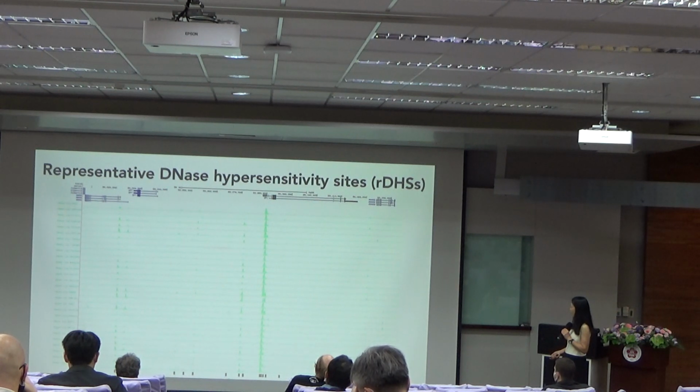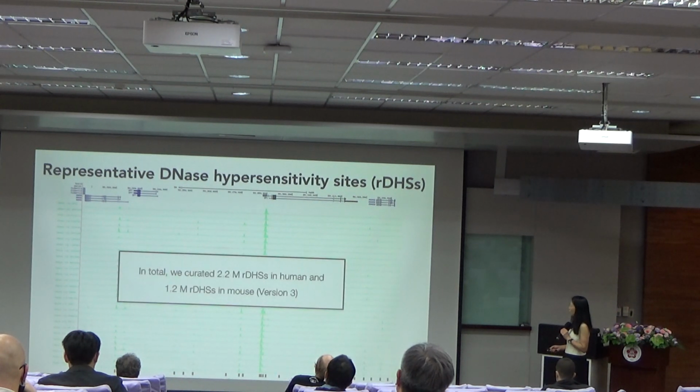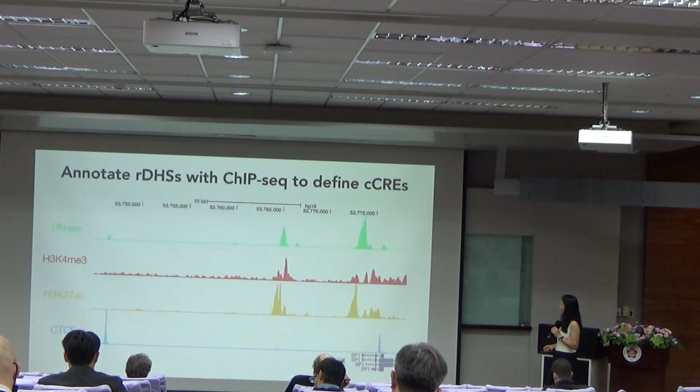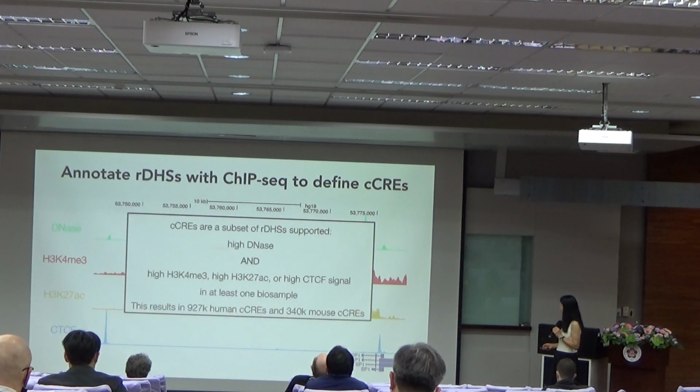So for ENCODE phase 3, we defined 2.2 million of these kinds of regions in human and 1.2 million in mouse. The reason we have more of them in humans is just because we have more experimental data in humans than in mouse. And we expect the mouse should be roughly the same, 2.2 million as well. So just to go back to my example, what do I mean by these regions?